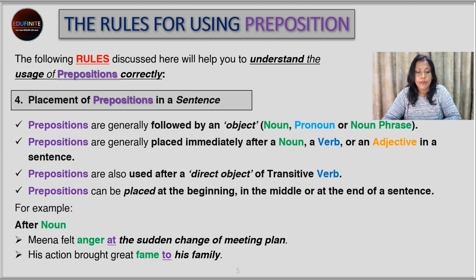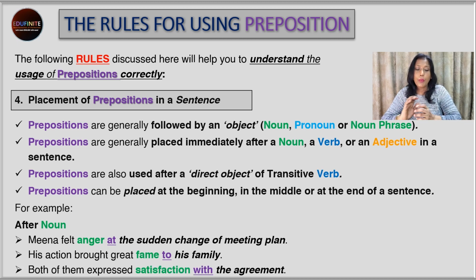His action brought great fame to his family. So again, his action brought great fame. The word fame is the noun. And after that, we have the preposition to. And after preposition, what do we have? We have the object, his family. So that's the object.